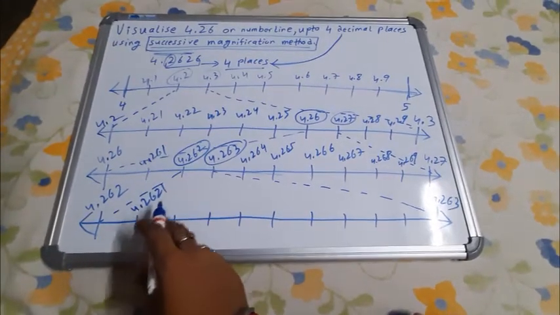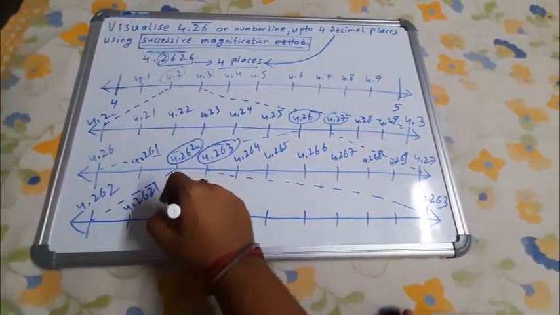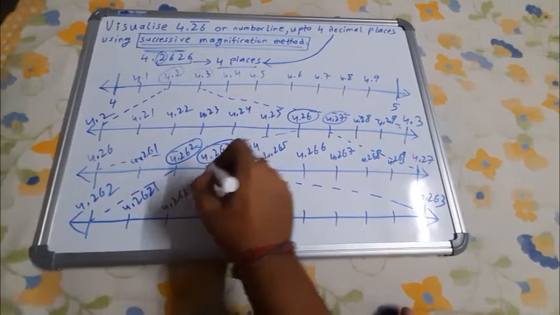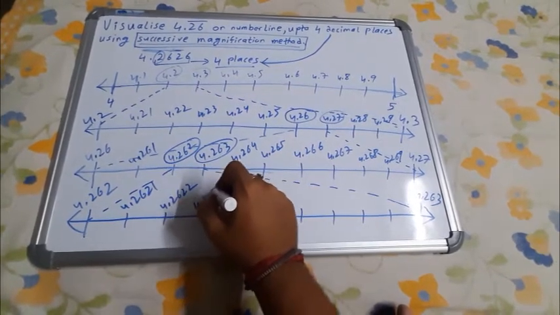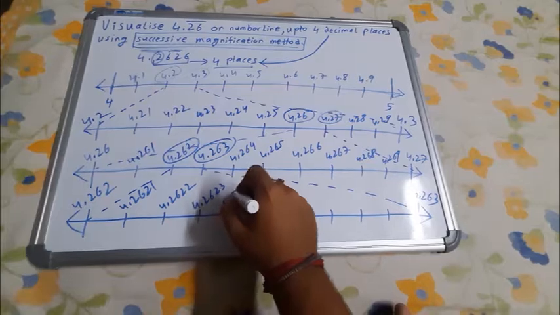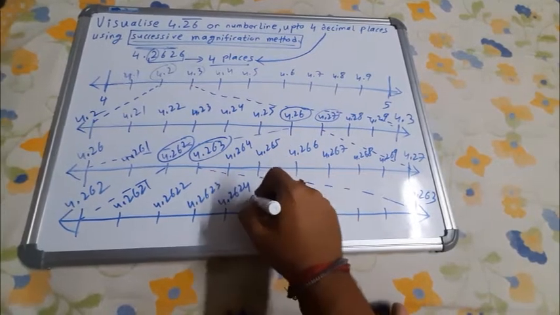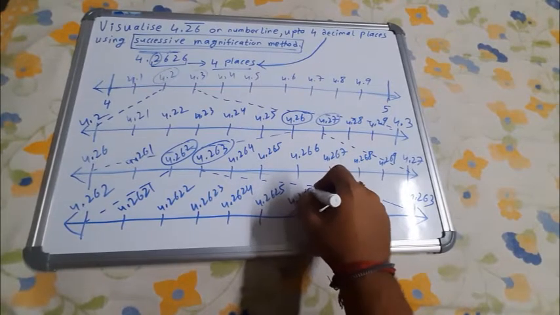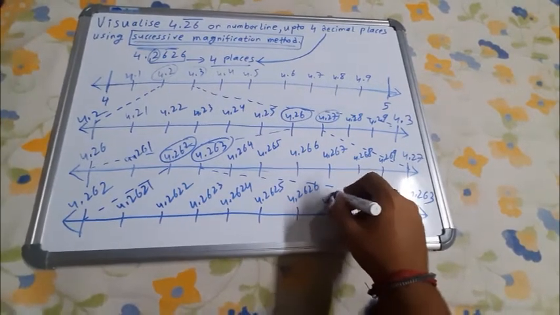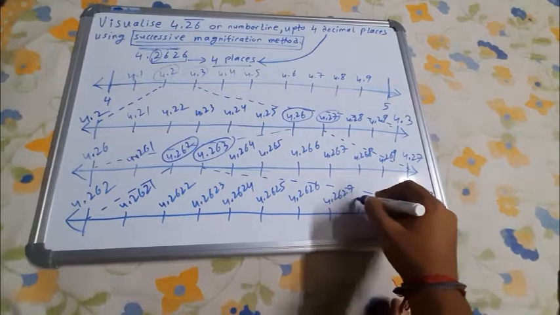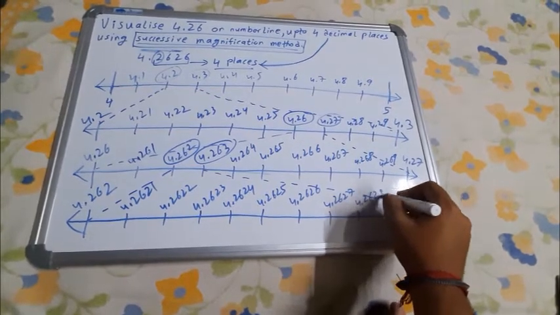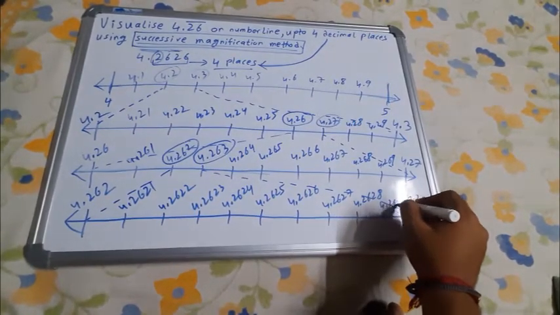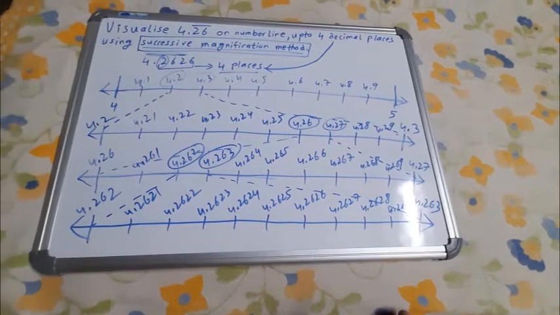4.2621, this one is 4.2622, 4.2623, 4.2624, 4.2625, 4.2626, 4.2627, 4.2628, 4.2629. See, I have done it like that.